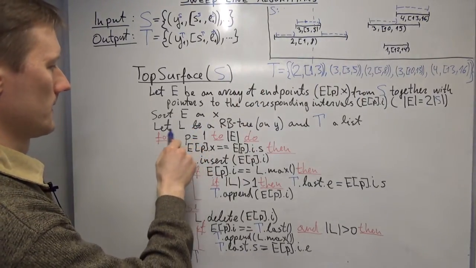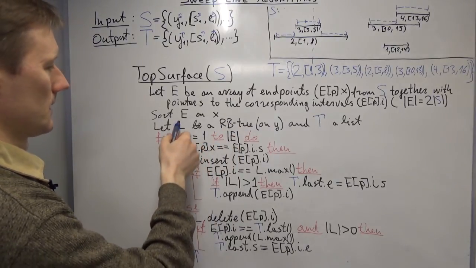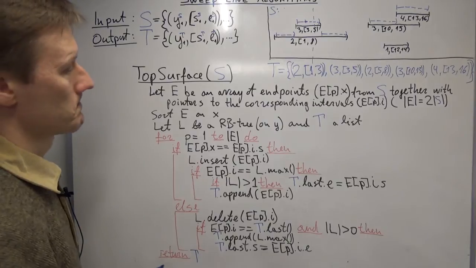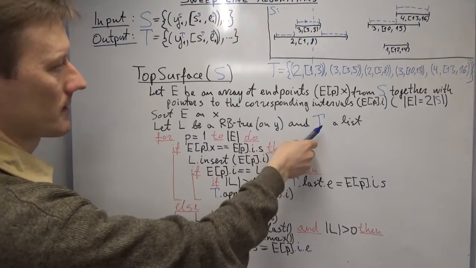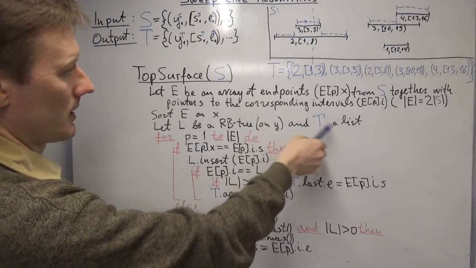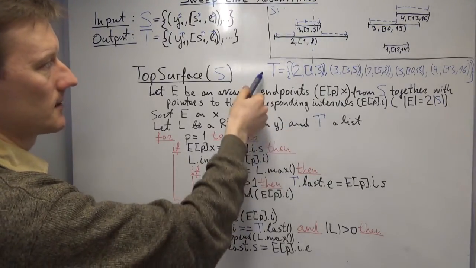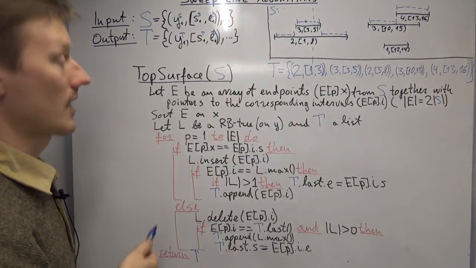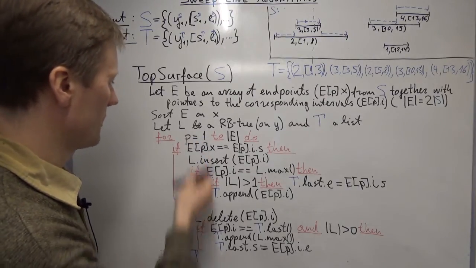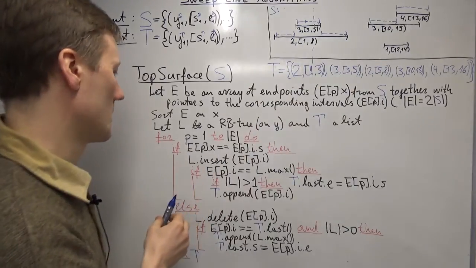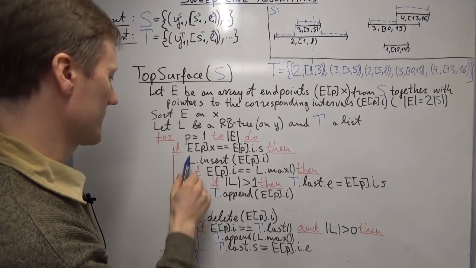Then we create a red-black tree and call it L. So this is the sweep line status data structure, initially empty. And then we create an empty list, which is our empty list T. And this is our output that we are constructing. Then we go through the events in the x order, so from p equals 1 to the number of events.